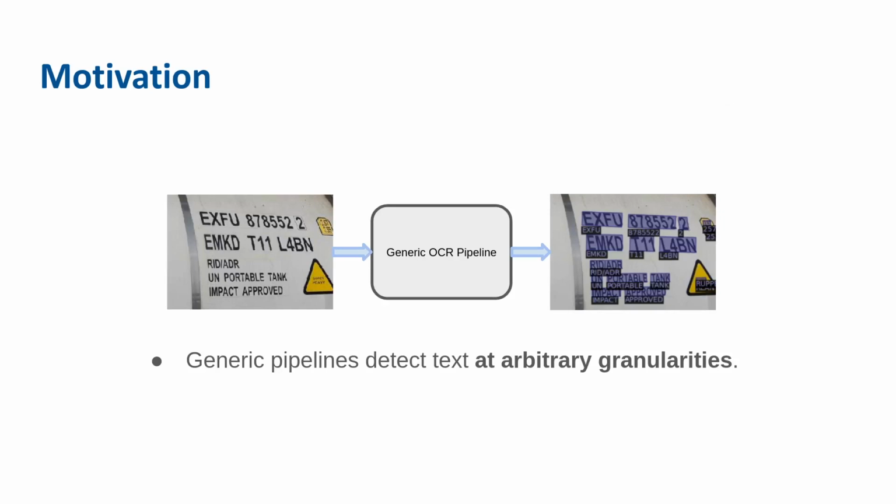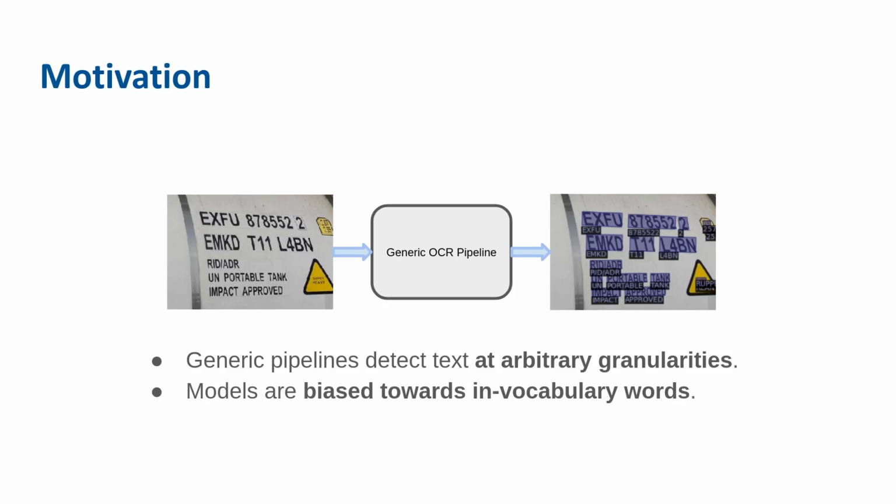One of the problems we encounter with generic OCR systems for text is that they detect the text at arbitrary granularities, which is usually at word level. This can be a problem if the text we want to read contains spaces. We usually have to couple these systems with post-processing operations.